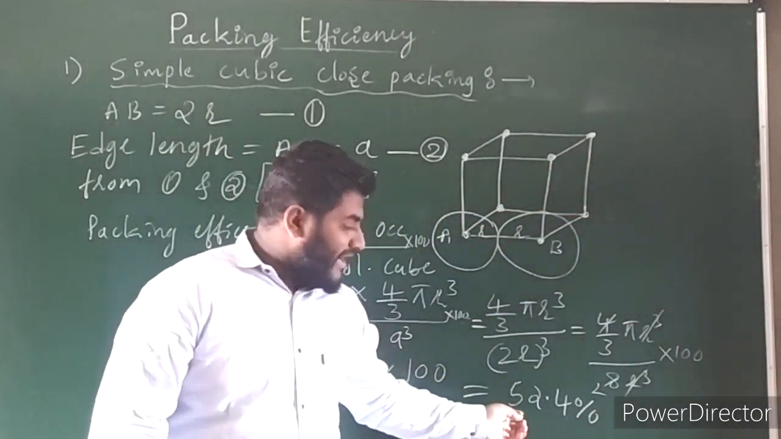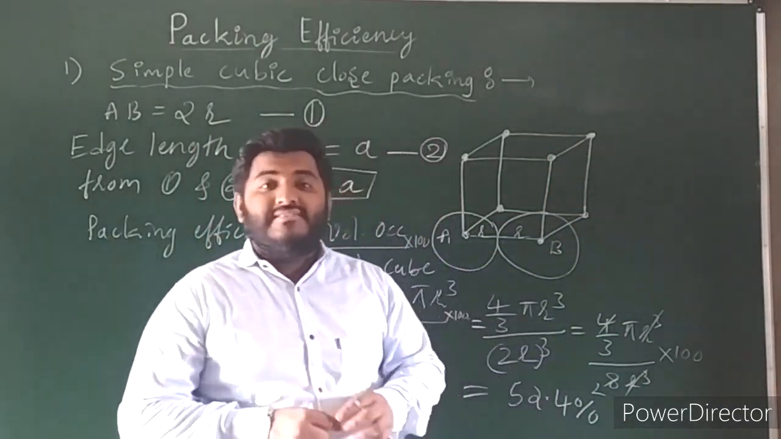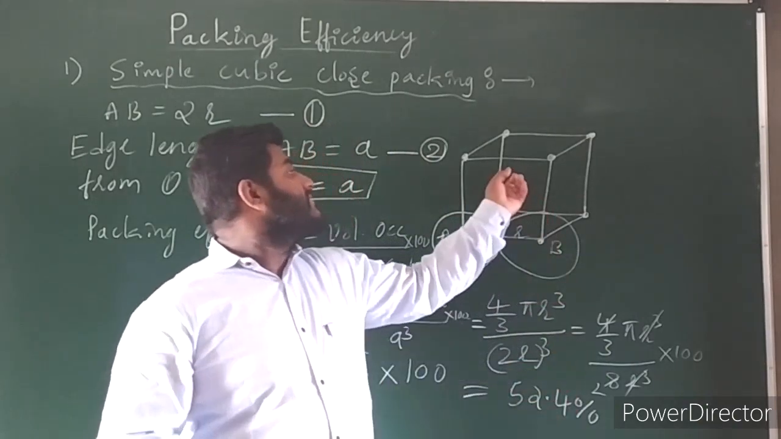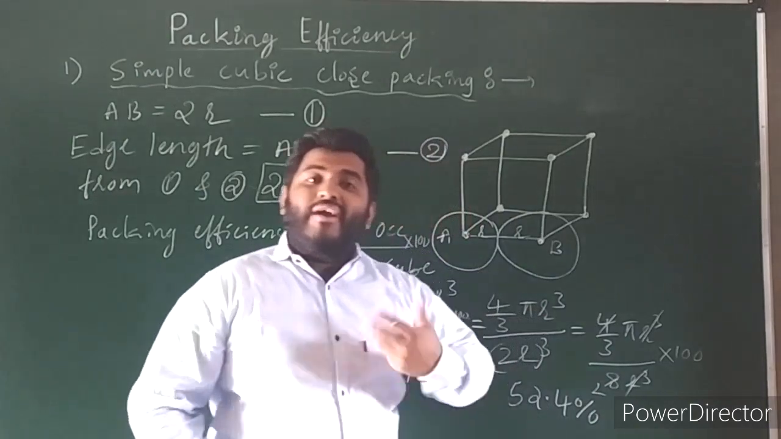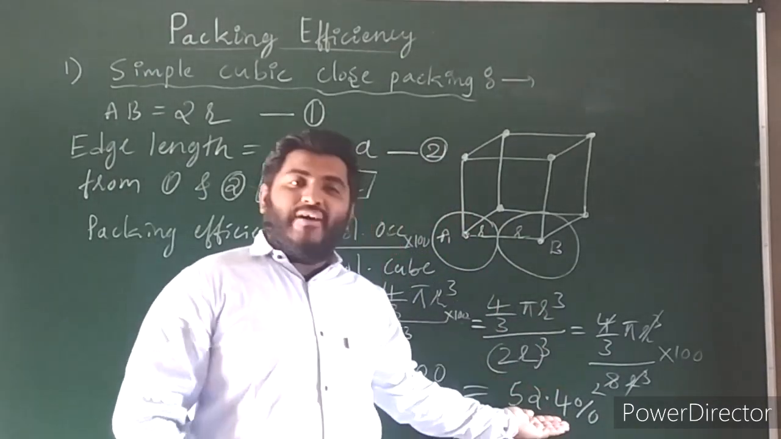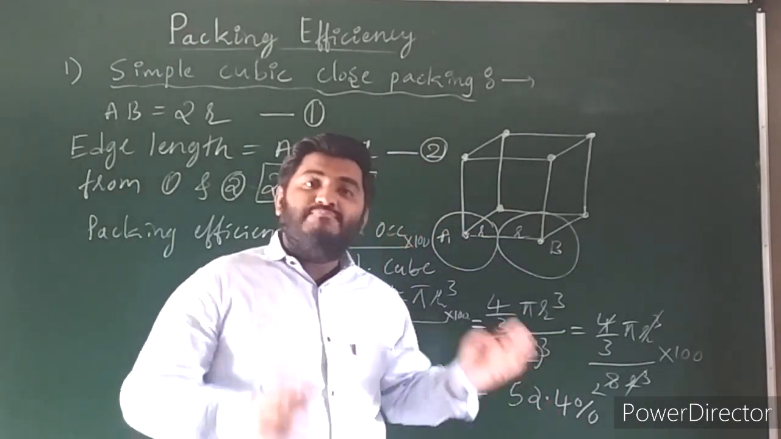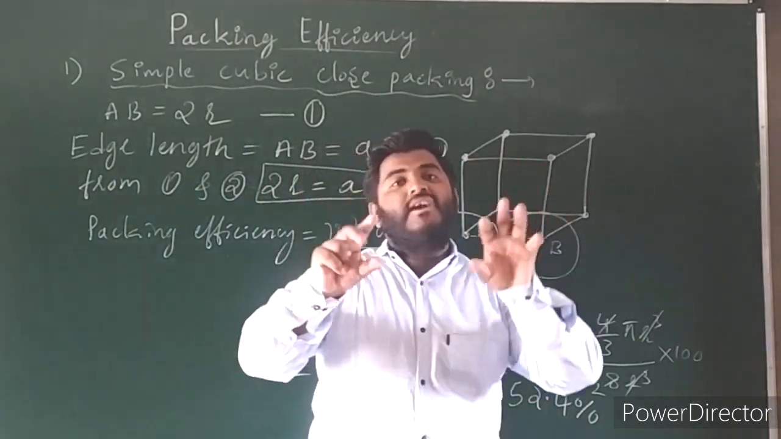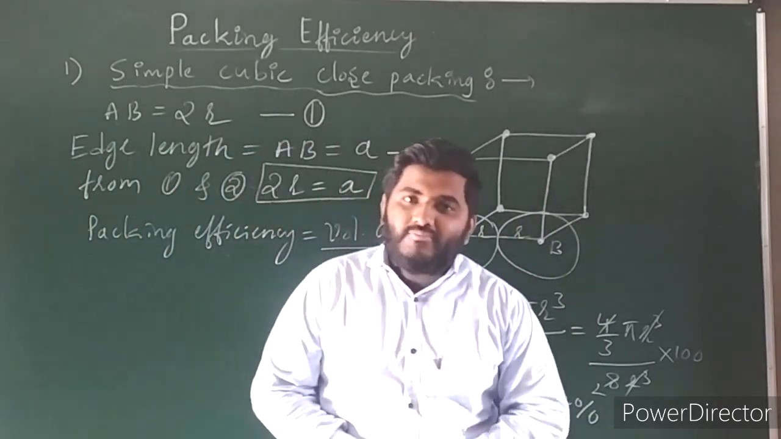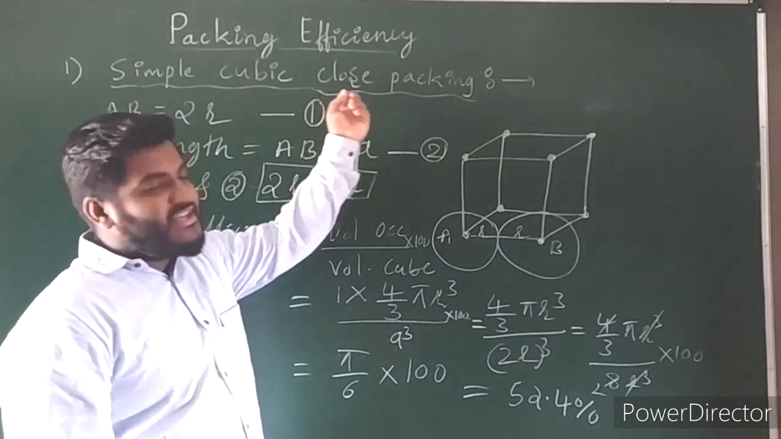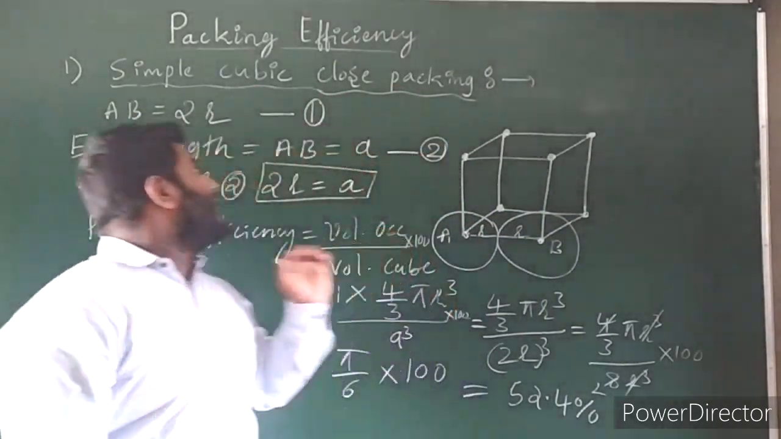So the remaining, 100 minus 52.4, whatever you are left with, that much space is vacant, empty, in this case of simple cubic close packing. So what is vacant space then? Vacant space is equal to 100 minus 52.4. Why? 100 is the total amount of space, 52.4 is filled space. So total minus filled gives the empty space, that is the vacant space. I hope you got the point here. This is the packing efficiency in the case of simple cubic close packing.